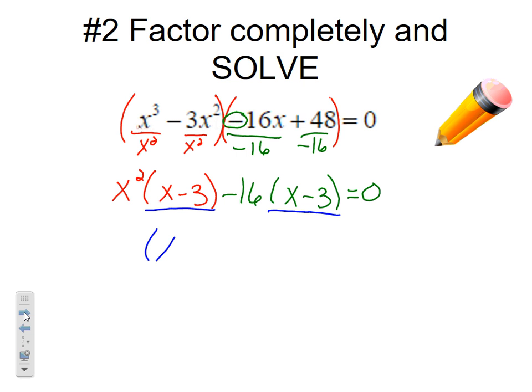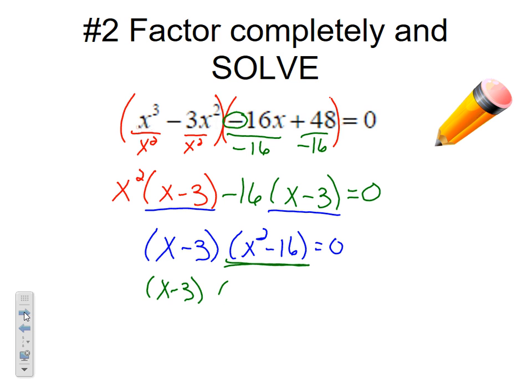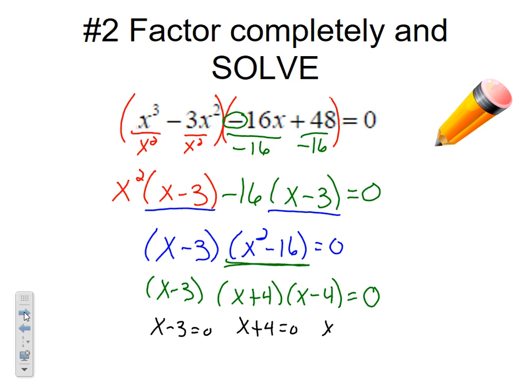So I have x minus 3 and x squared minus 16 equals 0. So we're here, but this, ladies and gentlemen, can be factored again. It's a perfect square. So I'm going to have x minus 3, x plus 4, and x minus 4. So I have all of these. Now all 3 of these need to be set equal to 0. So I have x minus 3 equals 0, x plus 4 equals 0, and x minus 4 equals 0. Solve each one of these.